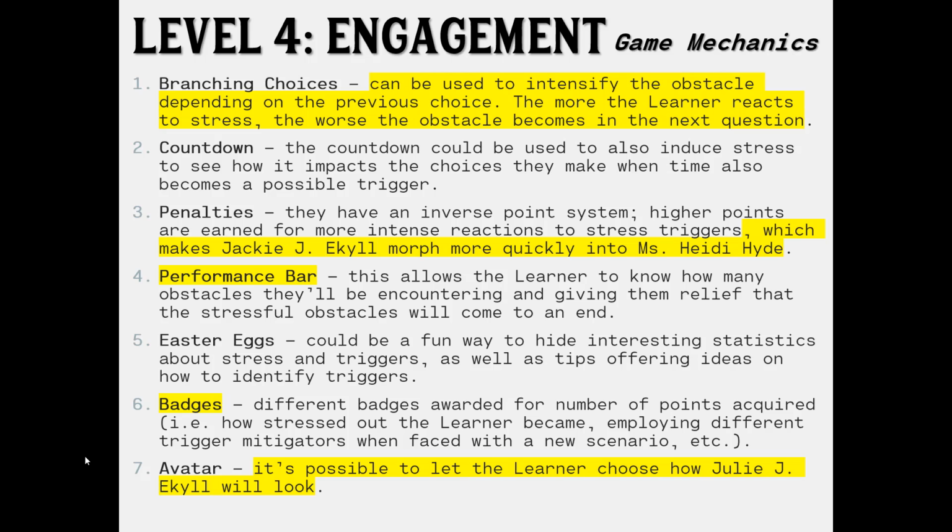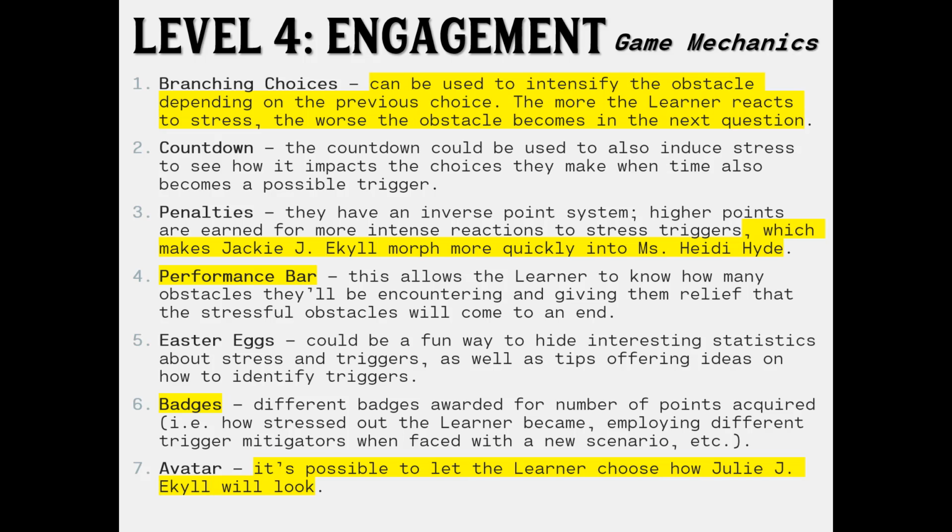Some things I made adjustments to. There is an opportunity for them to see how much they morphed into Ms. Heidi Hyde, but they'll see that at the end, instead of what I initially thought, which was that they get to see it as they're moving along in this game. Again, I think that's too difficult of a build, or at least it is for me, since this is going to be my first e-learning game.